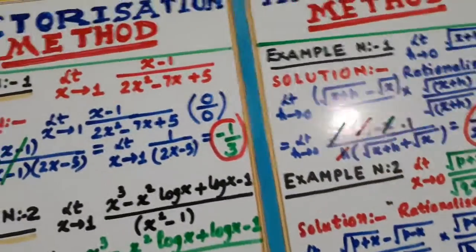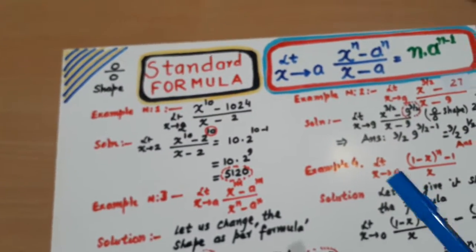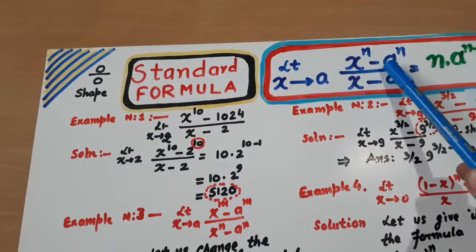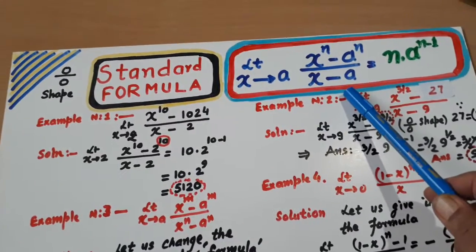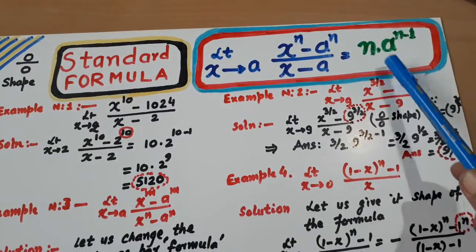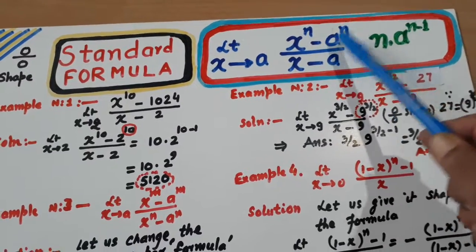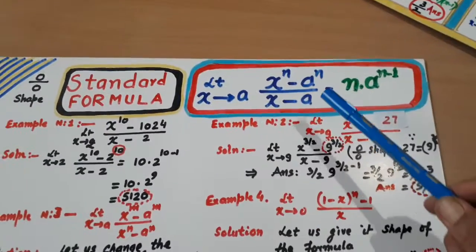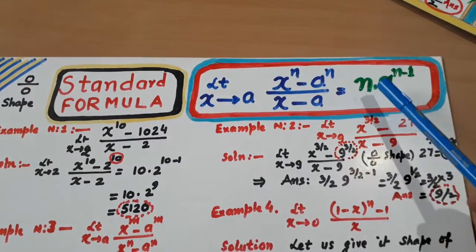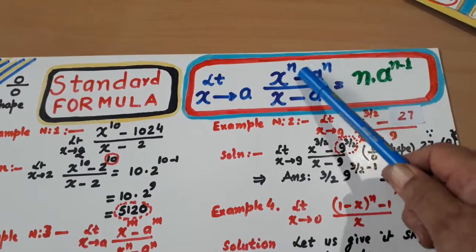Now I am going to the third one, the standard formula. The standard formula is limit x goes to a, (x raised to power n minus a raised to power n) over (x minus a), and it is equal to n a raised to power n minus 1. The answer is hidden here: bring n down, reduce the power by one. It is a raised to power n minus 1. So here is the answer.